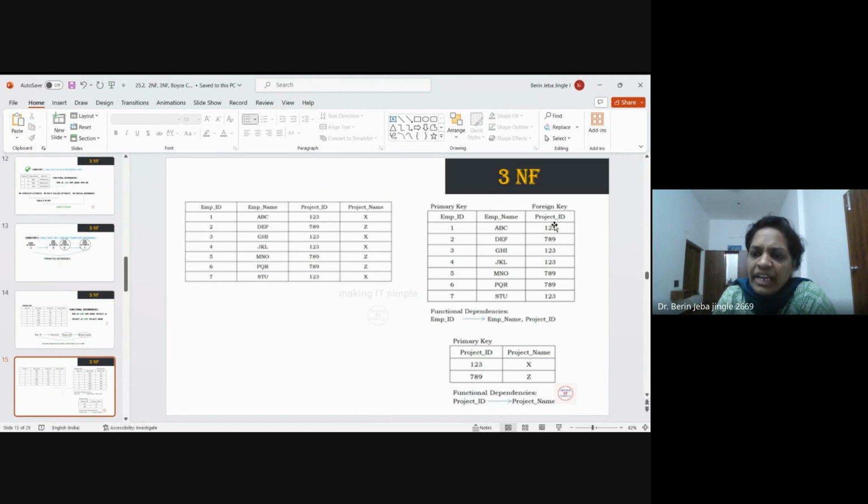So here the project ID is the foreign key which refers to the primary key of another table. So this is how we are eliminating the transitive dependency. Transitive dependency means a non-prime attribute depending on another non-prime attribute. This is called the transitive dependency.